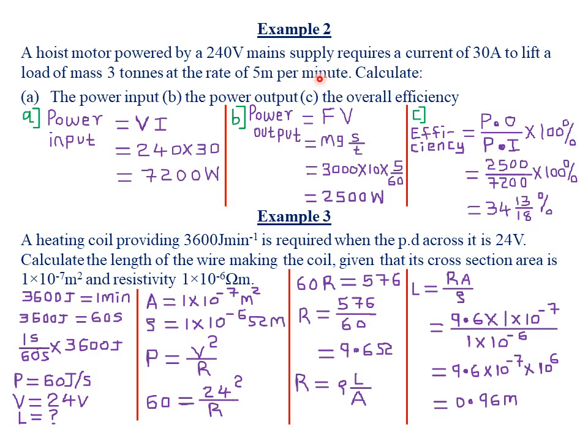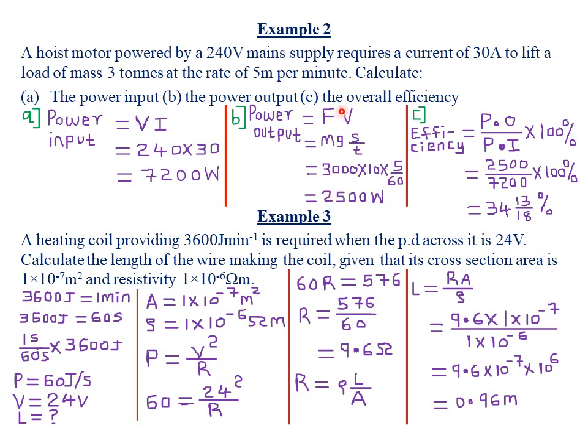Therefore, if you convert 1 minute into seconds, we know that 60 seconds is equal to 1 minute. So what about 1 minute? We'll just have 1 minute divided by 1 minute multiplied by 60 seconds. Therefore, our time, which is 1 minute, will be equivalent to 60 seconds. So if you take 3,000 multiplied by 10 times 5 over 60, you'll obtain a power output of 2,500 watts.